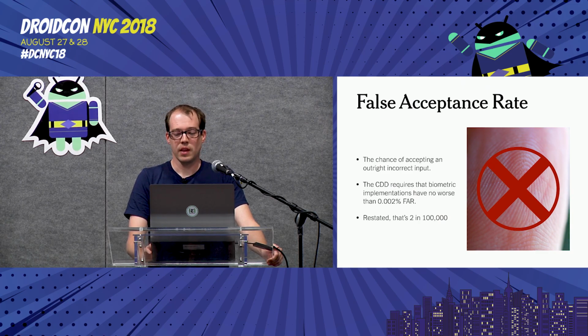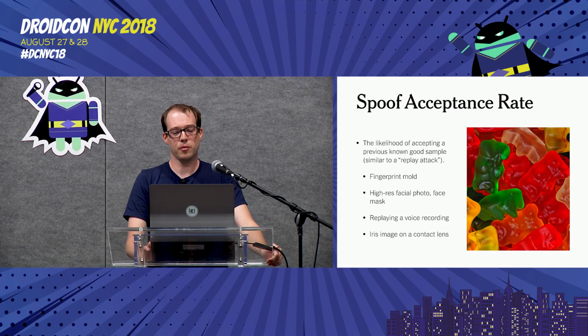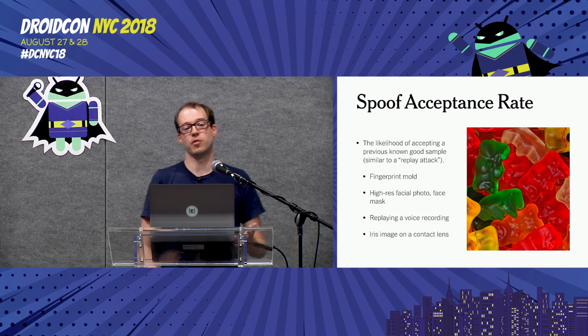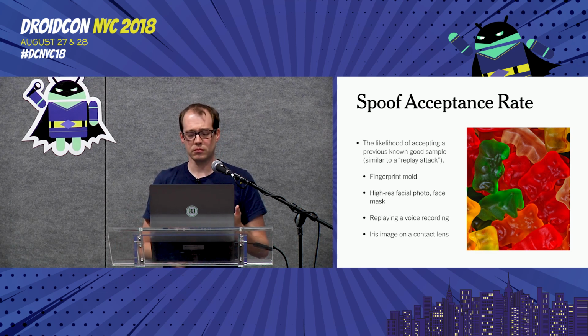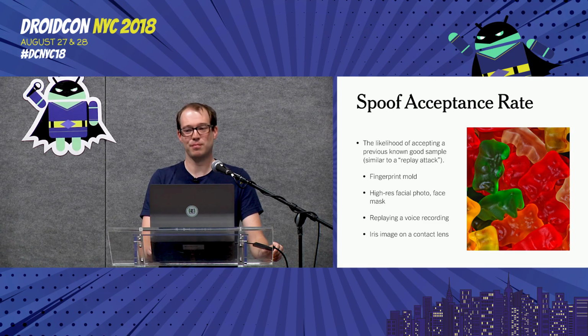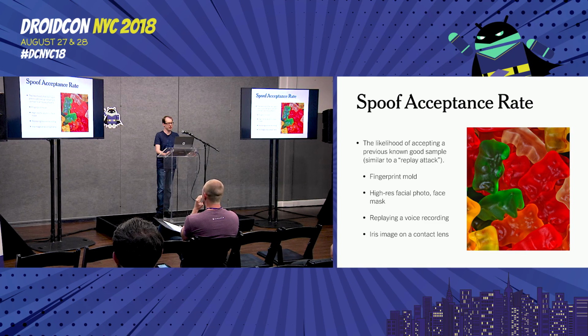So they've also laid out these rules for other biometrics too, in terms of spoofing. This is the likelihood of accepting a known good sample, kind of like a replay attack. So one of these is if you use a fingerprint mold and try and put that on the scanner. I got an image of a set of gummy bears here because there was a story in the news, about 2002, of someone using gummy bears to lift a print and then put them on a fingerprint reader, and it accepted it. So obviously things have gotten better since then.